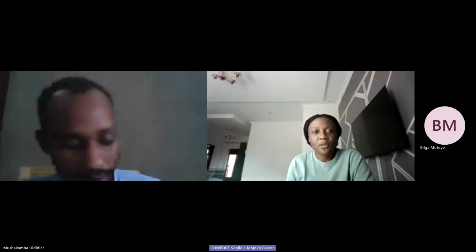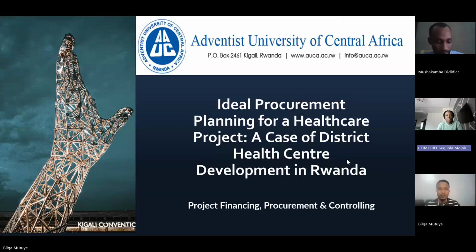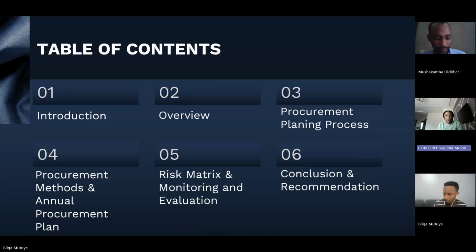Healthcare project, and our case study will be the district health center development in Rwanda. I'll be giving you an overview of what we'll be discussing in this project. There'll be an introduction, there'll be an overview, there'll be procurement planning process, procurement methods, an annual procurement plan, a risk matrix, and a monitoring and evaluation, and then there'll be a conclusion and a recommendation.